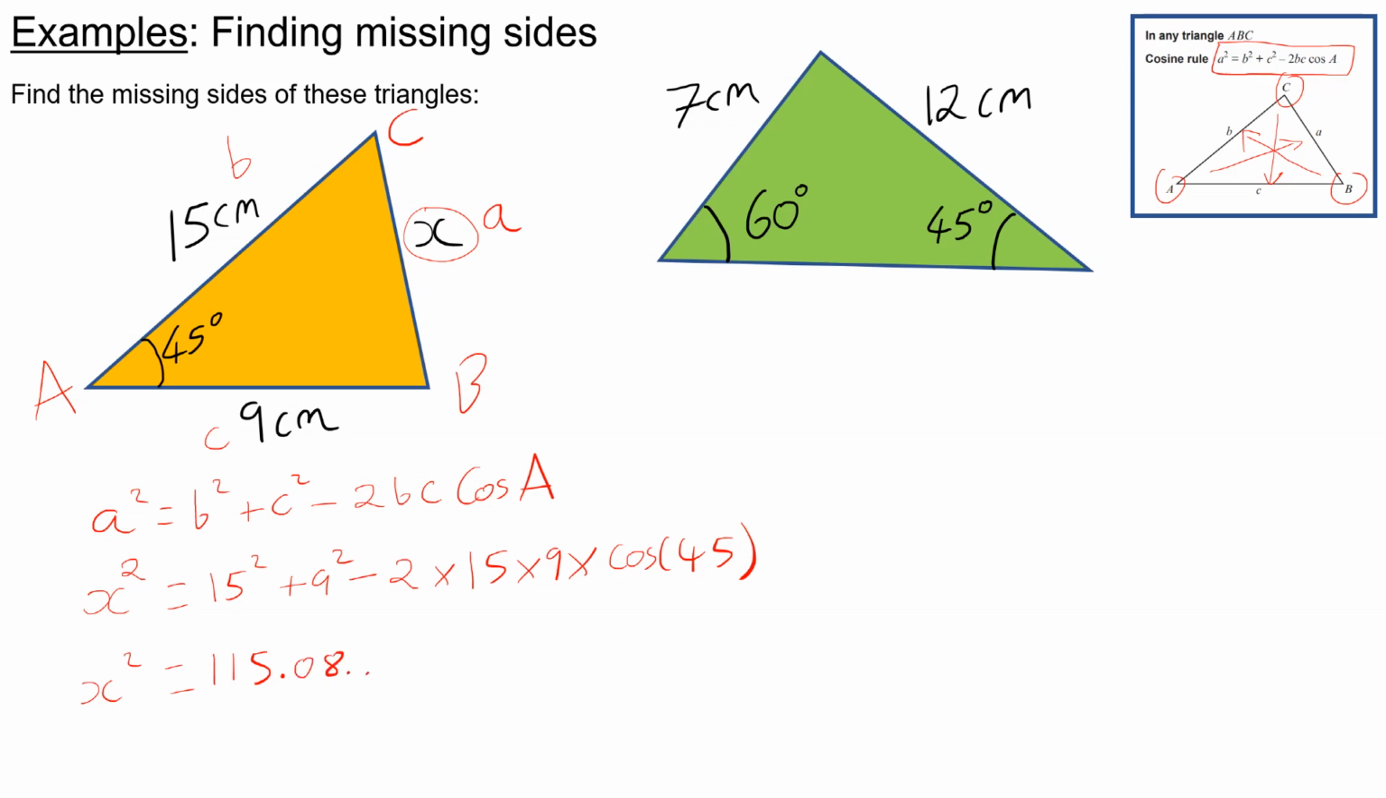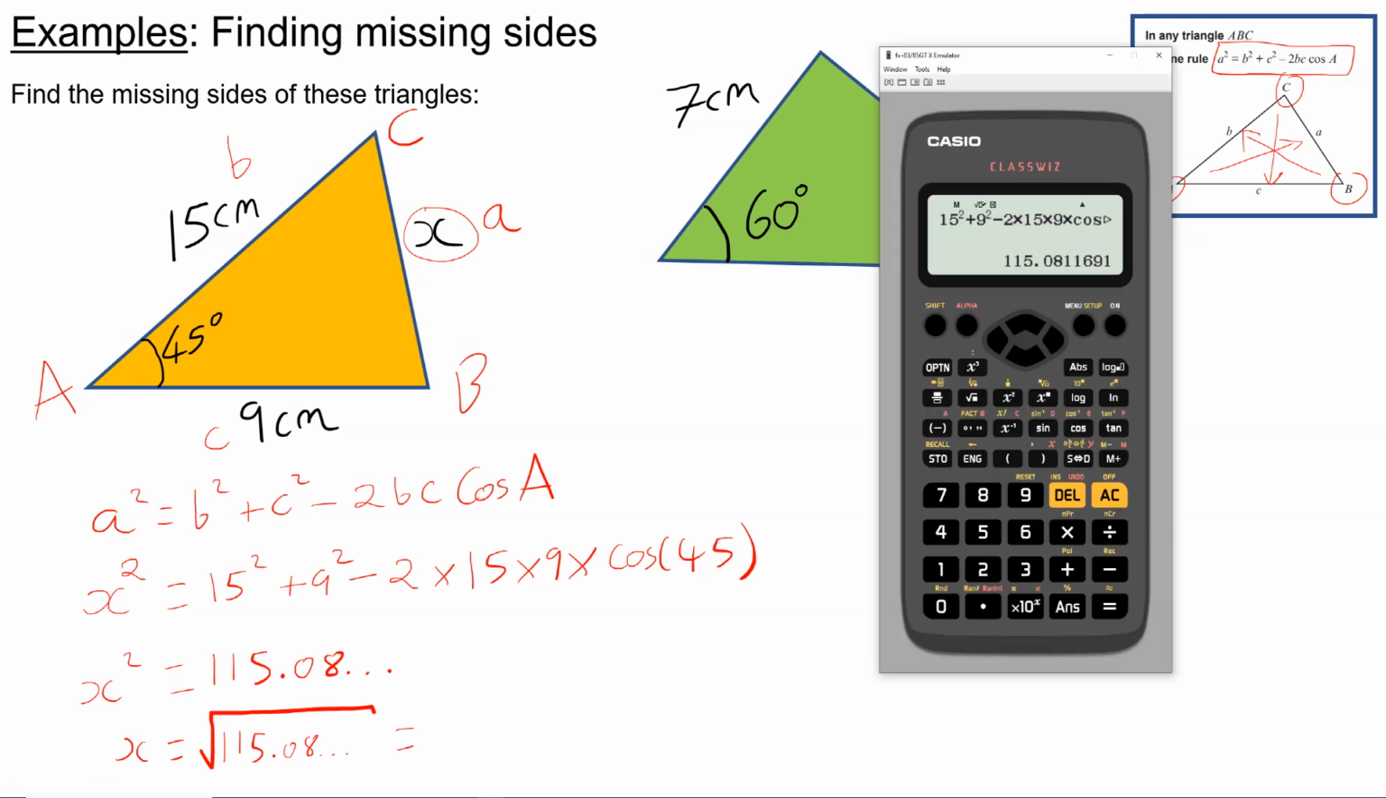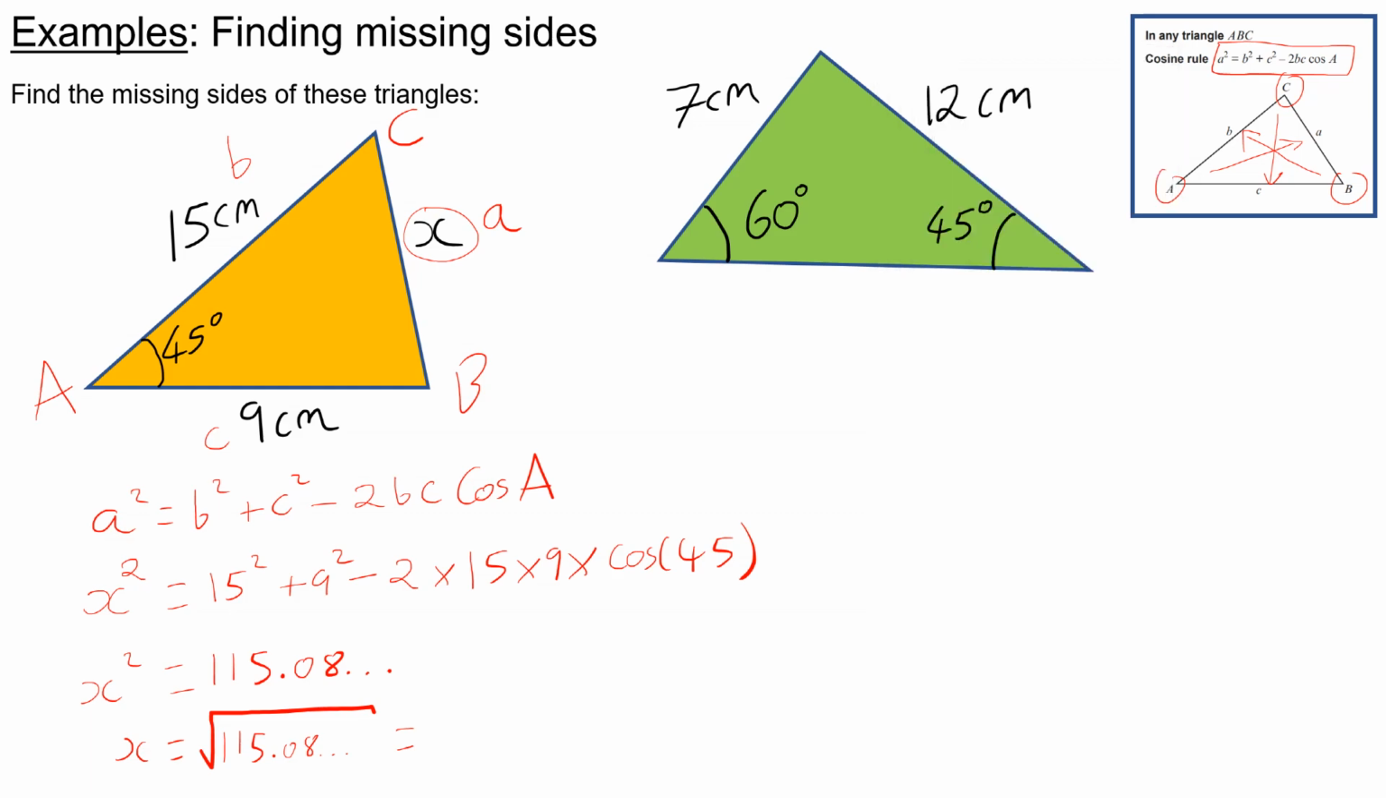115.08 and so on. Then to get x on its own, we would need to square root both sides because the opposite of square is square root. So if I do that, and now I can just use the calculator memory, that's the easiest thing to do. So I can just put square root ans, and I get my answer 10.73 centimeters to 2 decimal places.